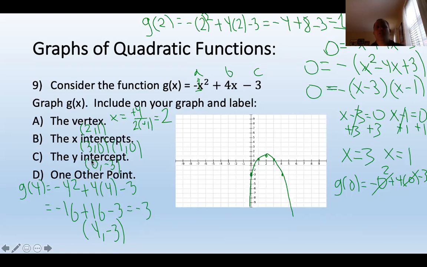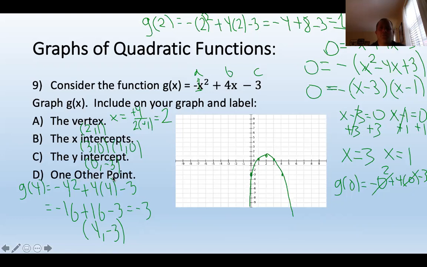The y-intercept is what you get when you substitute 0 in for x. So if you substitute 0 in for x, then all you'd be left with is -3. So (0, -3) is the y-intercept, and you plot that ordered pair. (0, -3) is right here. And then we need one other point.